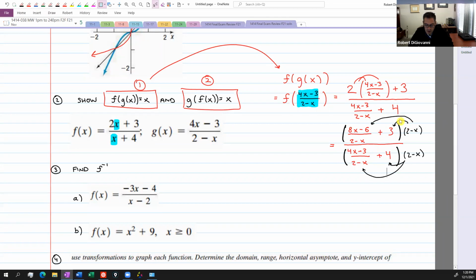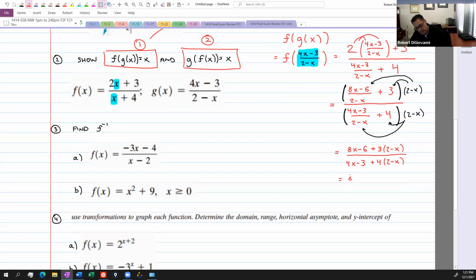So when we distribute the 2 minus x to this first one, what happens? It cancels the denominator. So all we're left with is the 8x minus 6. Then plus, now when we do it times the 3, nothing cancels. So we get the 3 times the 2 minus x. But see, that's all that's left on the top. We got rid of that complicated looking fraction. And then on the bottom, same story. When we distribute it here, the 2 minus x cancels. We're left with the 4x minus 3. And then again, that 4 gets hit with the 2 minus x. We have to do that maybe on the next line.